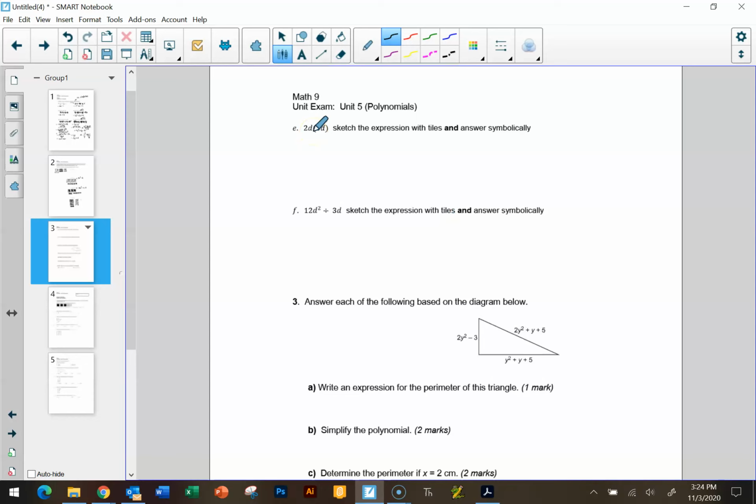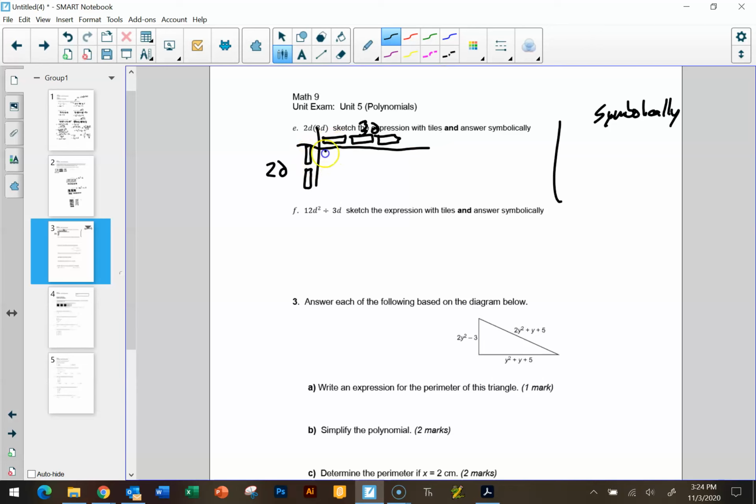2d times 3d. Sketch the expression with tiles and answer symbolically. So I'll just put all this symbolically over here, and we'll sketch the tile here. So if we're doing multiplication, remember we've got to draw our little tile model. We're going to have 3 d's on the top. These are each d tiles. And then we've got 2 d's on the bottom. And what does this equal when you put them all together?